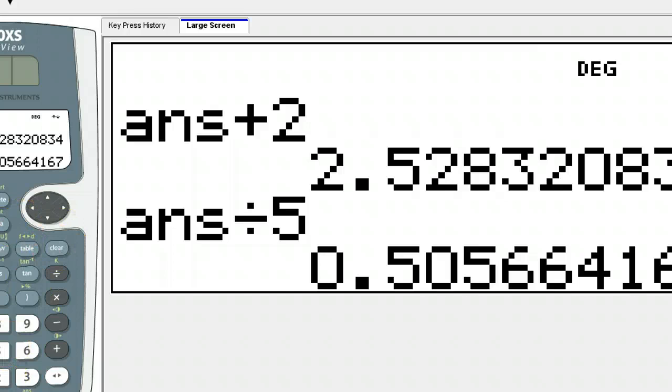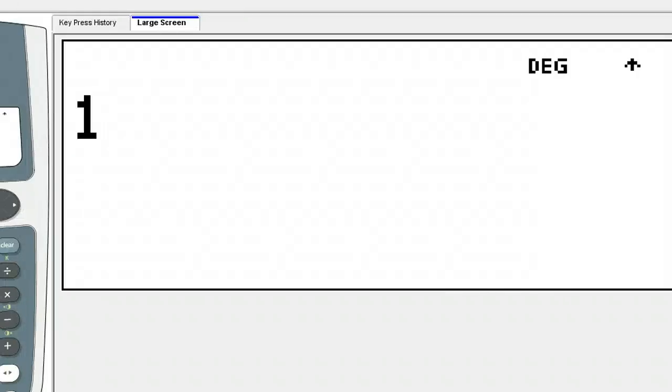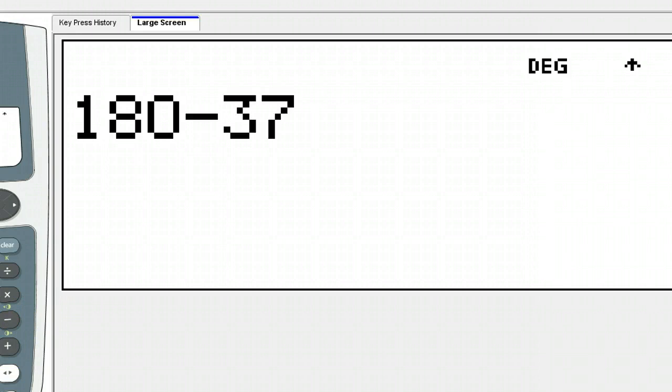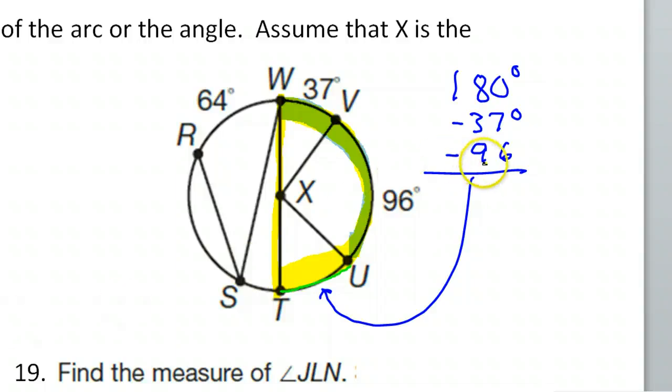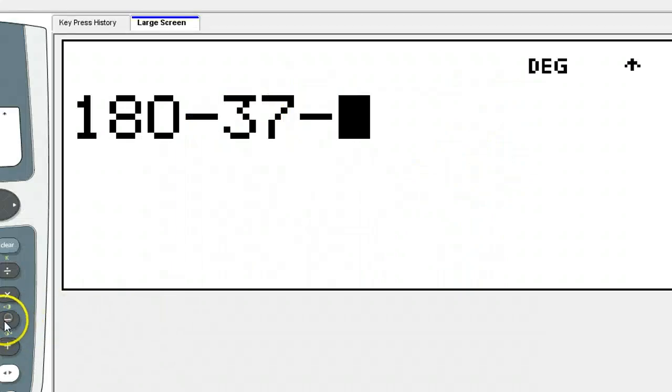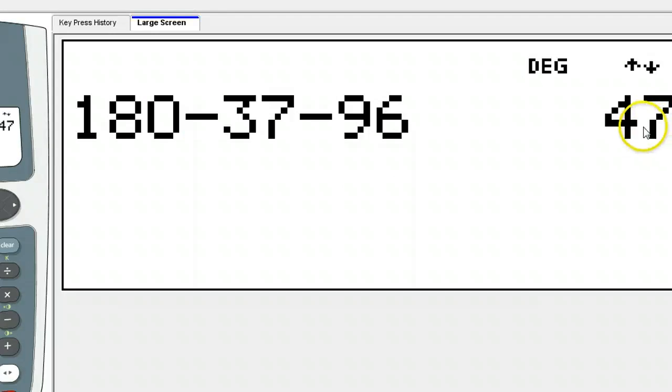So let's do that. So if I go 180 minus 37, is that what it was? Minus 96. That's 47 degrees.